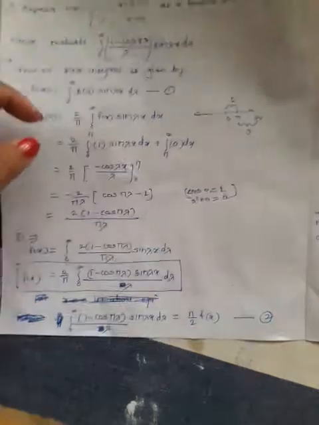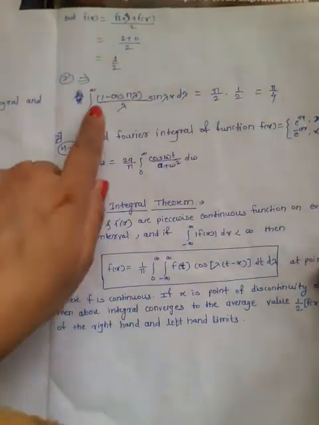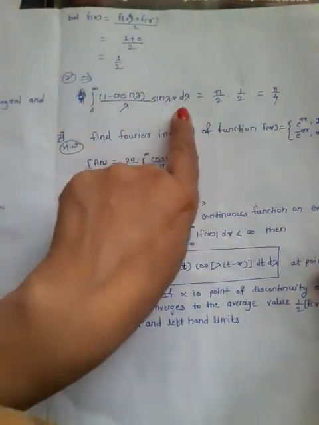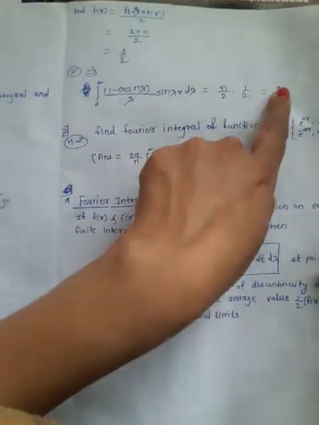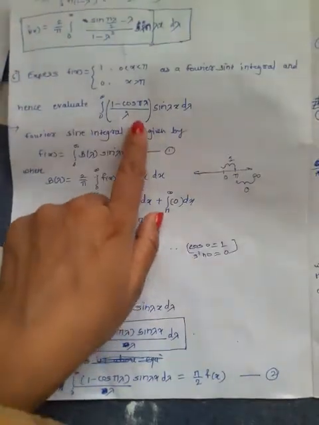Now put this value of f(x) in here. We get the integration from 0 to infinity, and the right hand side is equal to pi by 2 into this half, that means pi by 4, which is what we required.